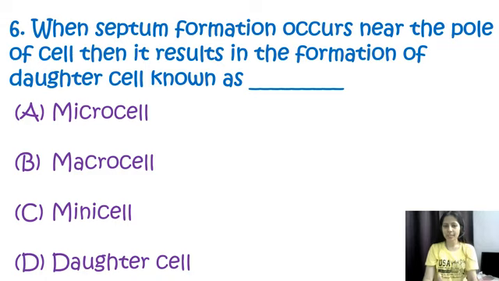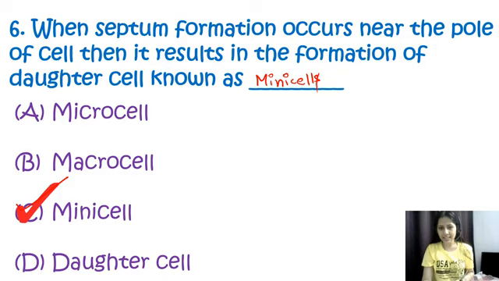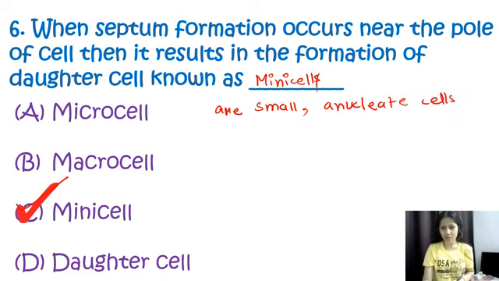Question number 6. When septum formation occurs near the pole of the cell, it results in the formation of daughter cells. These are basically known as mini cells. So over here my correct option is option number C. Now what are these mini cells? So actually these are small, anucleate cells, which are produced when the division septum forms asymmetrically near one of the poles of the parent cell. So over here my correct option is C, that is mini cells.